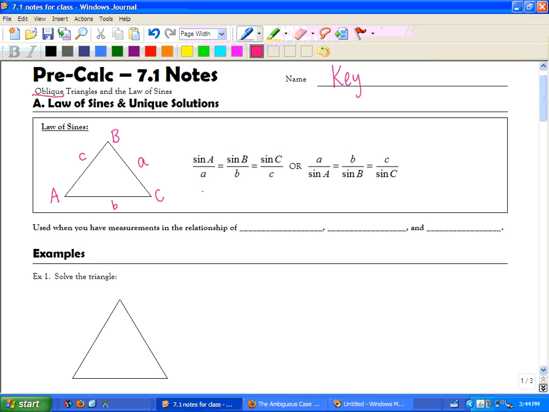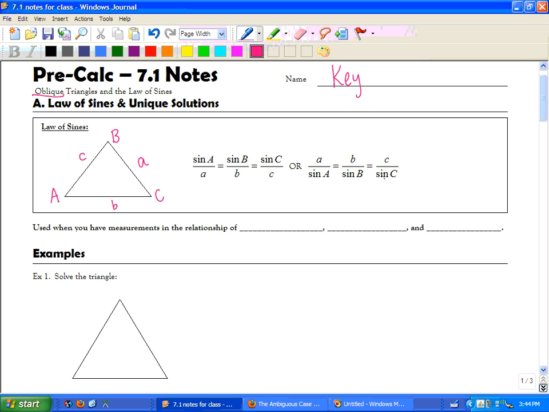And so you create a ratio, the sine of angle A divided by the little side a equals the sine of angle B divided by side b, or the sine of angle C divided by side c. Or you can use the reciprocal, which I tend to use more often.